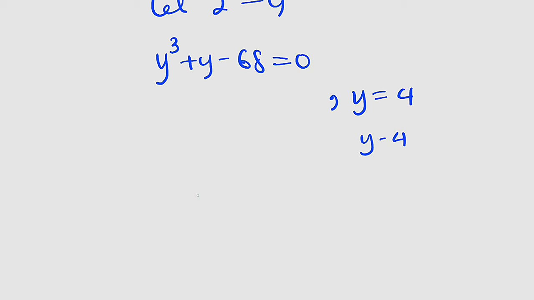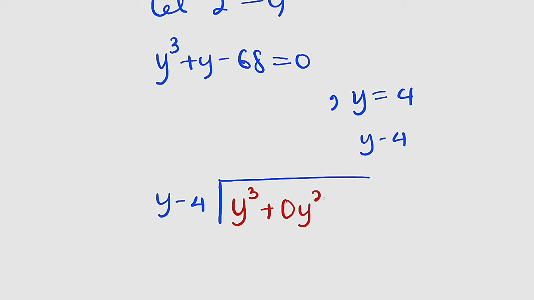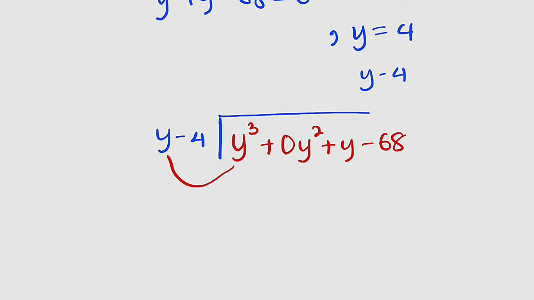So let's perform a long division. We have y minus 4 outside. Then inside, we have this polynomial, but I'm going to write it in order. So it will be y to the third power. Since y to the second power is absent, I'm going to replace it with 0 y squared. Then we have our y, then followed by negative 68. So let's divide. If you take y, you plug it here, you have y squared. So you write y squared here.